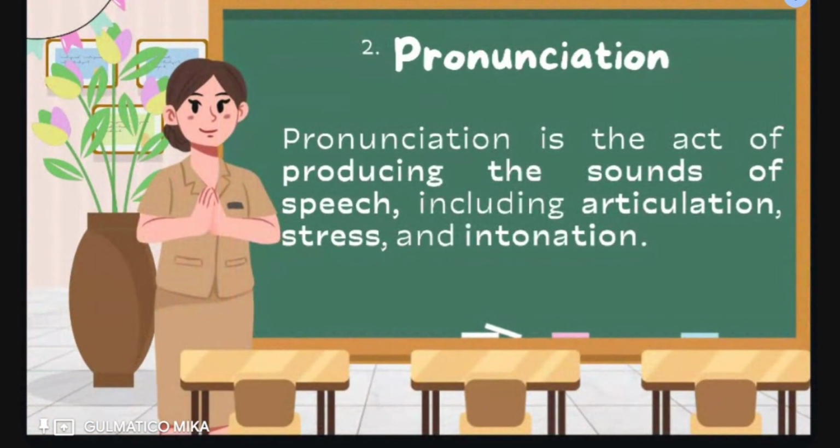The next one is pronunciation. It is the act of producing the sounds of speech, and it includes three important parts: articulation, stress, and intonation. Stress includes the proper pronunciation of the word or the proper tone of that specific word, for example, the word product. The stress in that word is on the pro. Because if we say it wrongly, it might be misunderstood. Kung ano sabihin mo, baka misunderstood ka ng mga students mo. So it's really important to have proper stress and intonation. That is pronunciation.